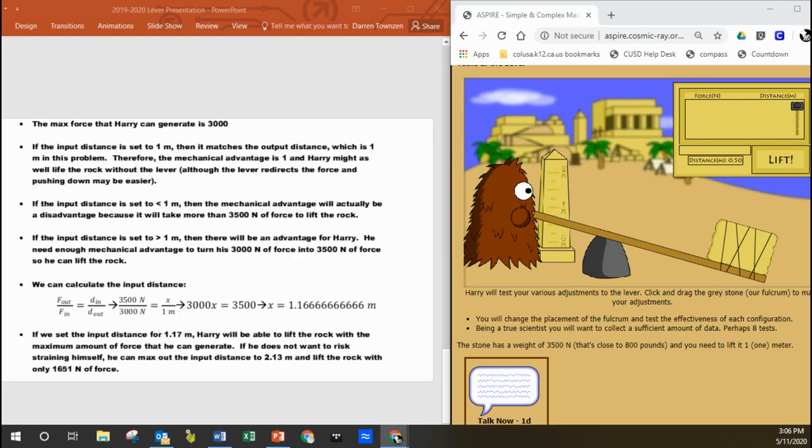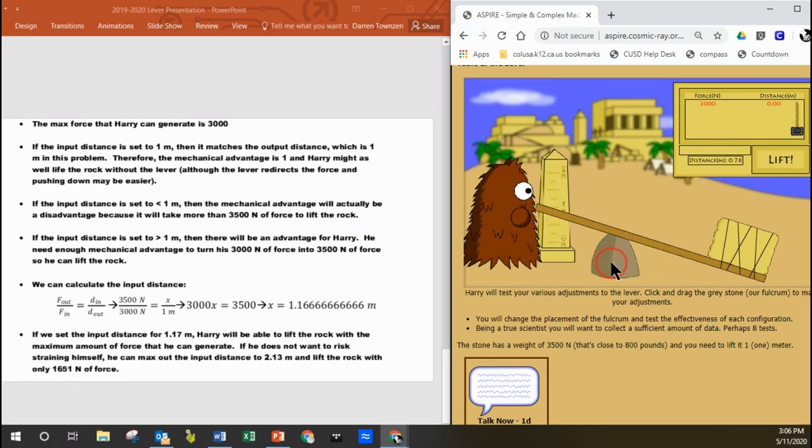So the first thing that we discover by doing this lab is that the maximum amount of force that Harry can generate is 3,000 newtons. And here's how you know that. If you put the distance, his effort distance right here, at the smallest amount possible, so I'm going to put it as low as I possibly can, and I tell him to lift the rock, it says that he generates 3,000 newtons of force, but the rock doesn't move.